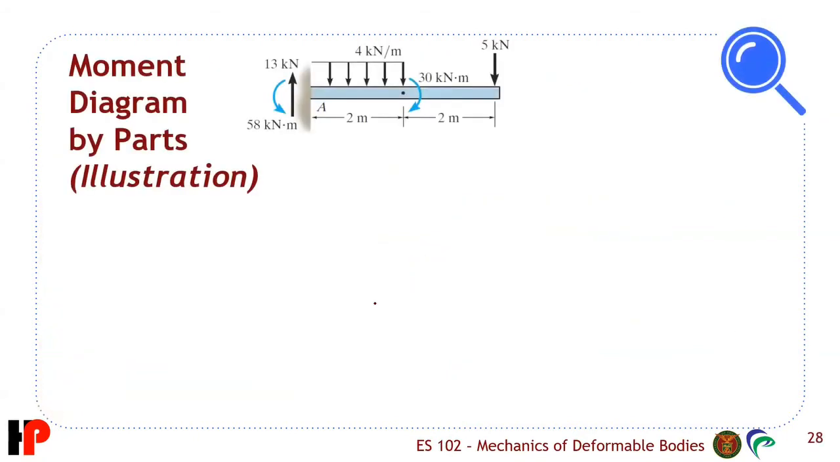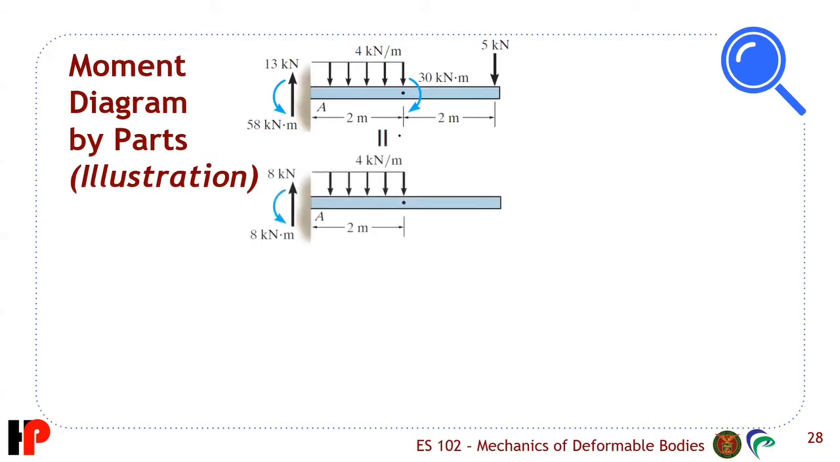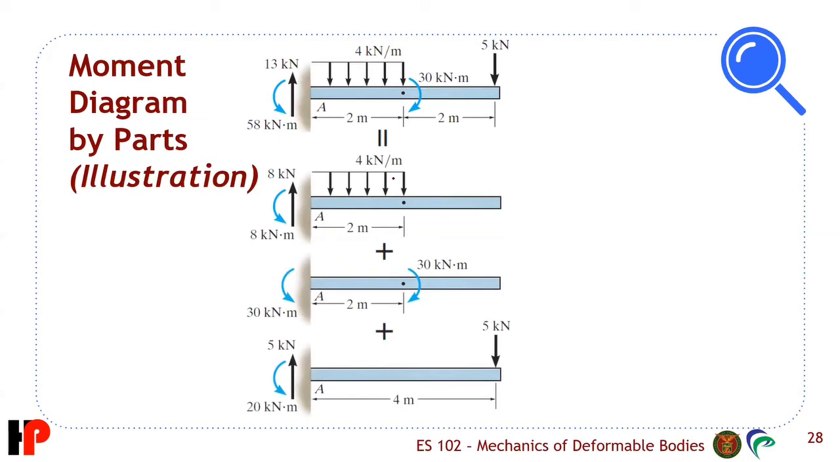To illustrate that, you have here a loaded beam with multiple loads: a distributed load, an applied moment, and a force. Now, you can hopefully imagine that this can be decomposed into a distributed load, a moment, and a force. So we just divided the load into 3, and then we take into account the effects of each.